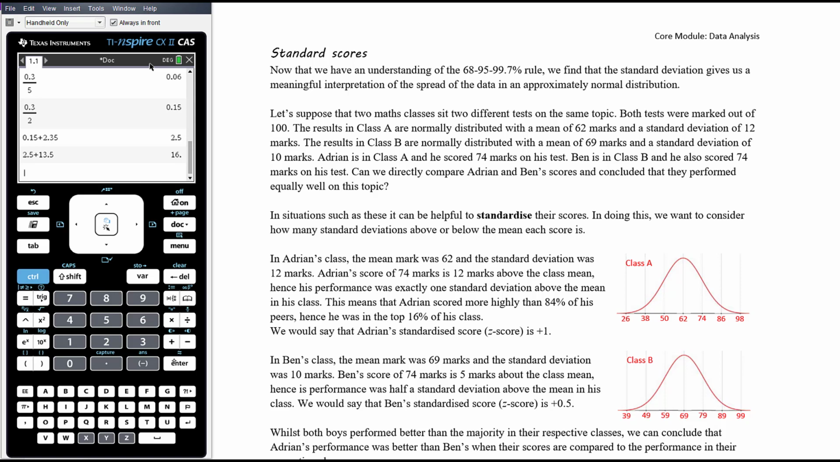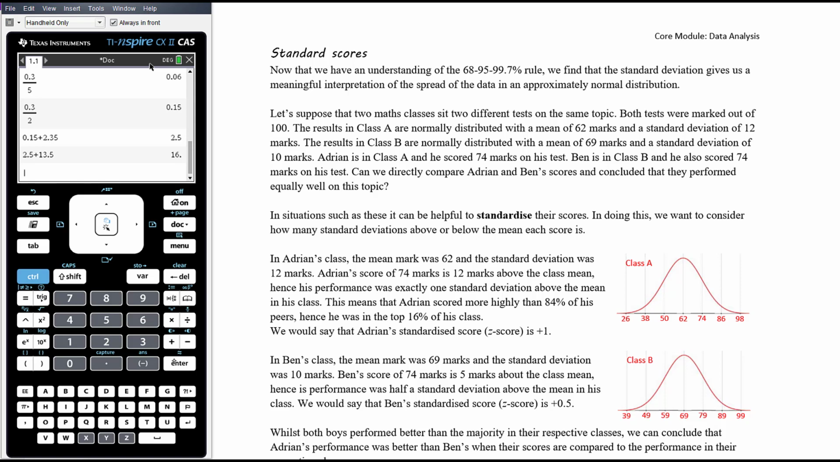Adrian is in Class A, and he scored 74 marks on his test. Ben is in Class B, and he also scored 74 marks on his test. Can we directly compare Adrian and Ben's scores and conclude that they performed equally well on this topic? So the key is to understand that the overall performance on the two tests was different, okay?